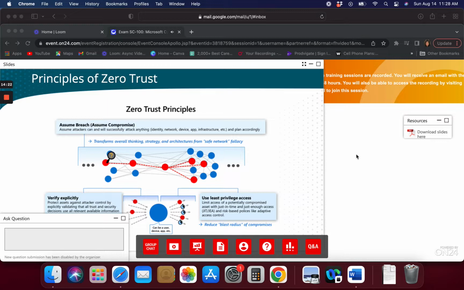And last, as I mentioned, we need to assume breach. Here we assume that attackers can and will successfully attack anything in the system: identity, network, device, application, infrastructure, and so on. So you need to plan accordingly.